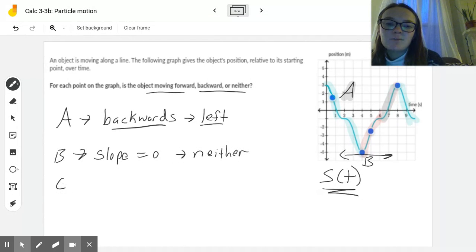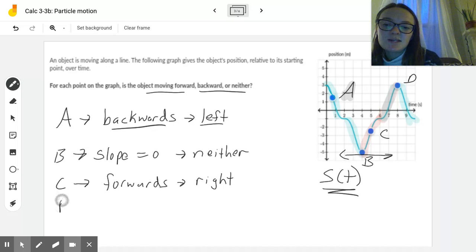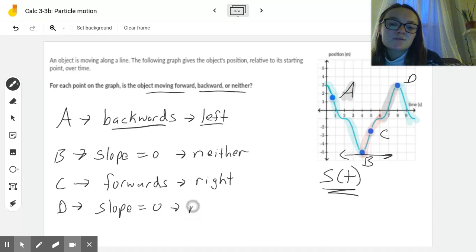All right, let's try point C. Point C has a positive slope, and so I can say it's moving forwards, and another interchangeable word for forwards would be it's moving right. All right, last one here, D. We can see once again that that is on a maximum value, so its slope is equal to 0. And so this one is a neither.